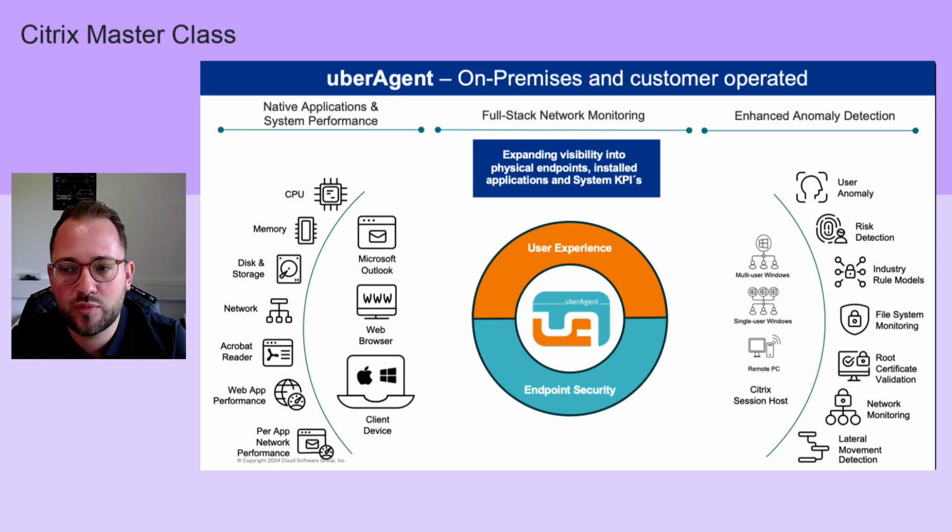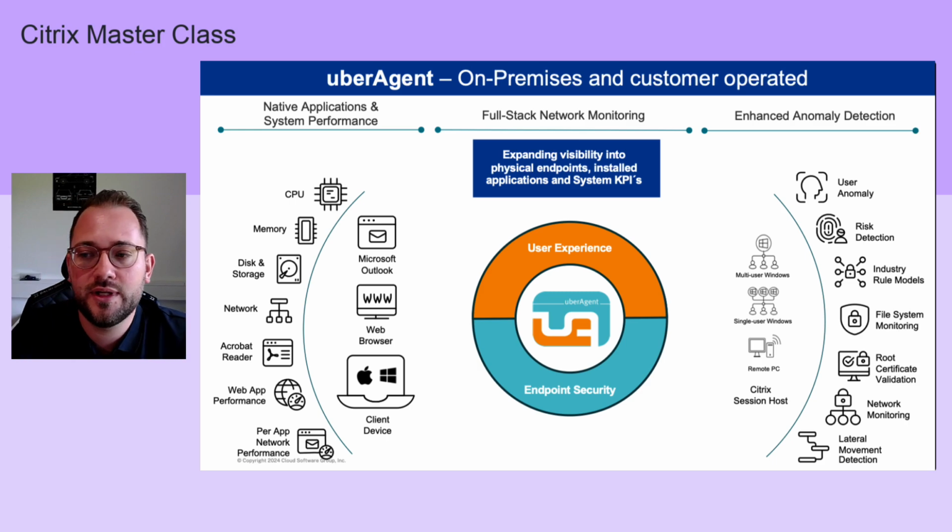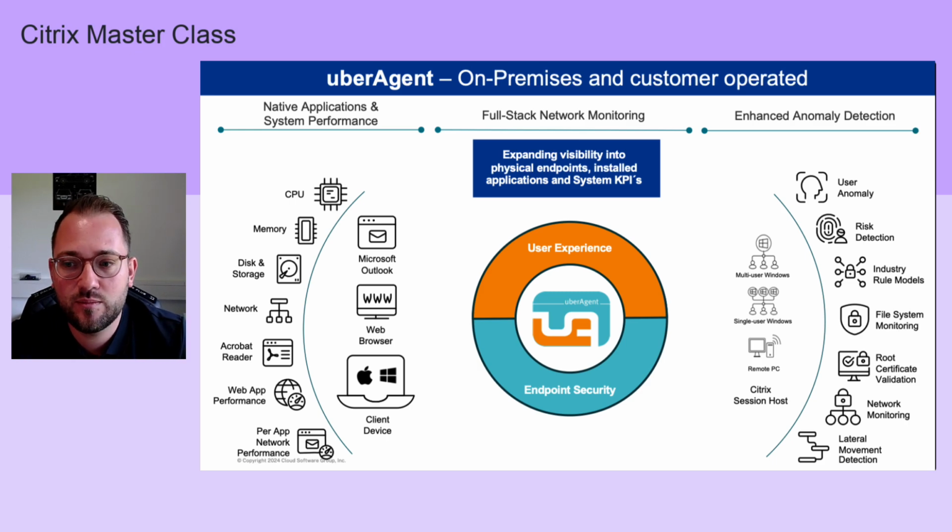uberAgent is an agent-based approach to monitoring system KPIs like CPU, memory, and network performance. Additionally, uberAgent creates software and hardware inventories. As I just mentioned, the same product monitors not only user experience related things, but also adds the security perspective with uberAgent ESA. So basically, two products within one software. What's even better is that you can install the product not only on Citrix session hosts, but also on physical devices like laptops or desktop computers.